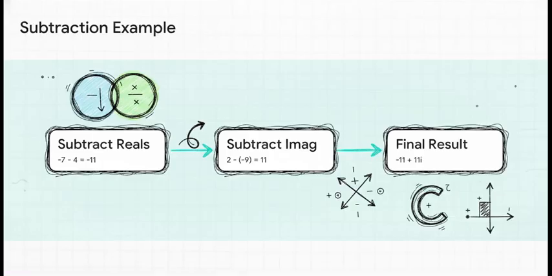Let's tackle one last textbook example, this time for subtraction, just to be thorough. We're starting with z1 equal to negative 7 plus 2i, and we're going to subtract z2, which is 4 minus 9i. First, subtract the reals. Negative 7 minus 4 gives us negative 11. Now be super careful with the signs on the imaginaries here. We're doing 2 minus a negative 9. That mathematically flips to 2 plus 9, which is 11. So our final difference is negative 11 plus 11i.